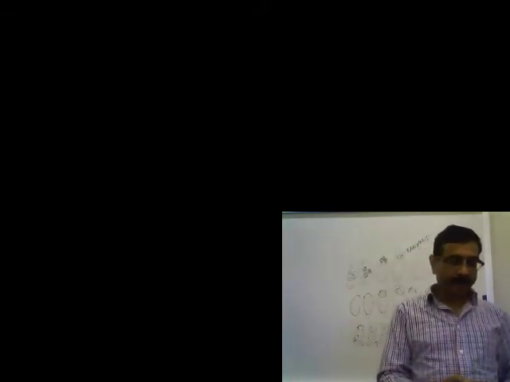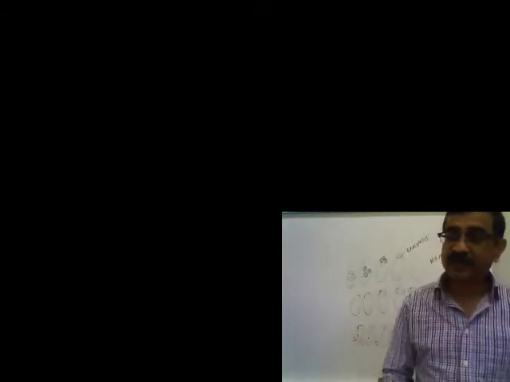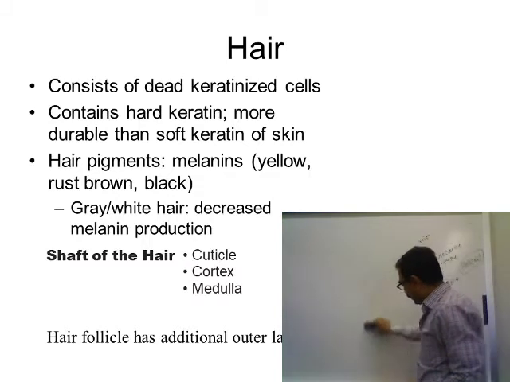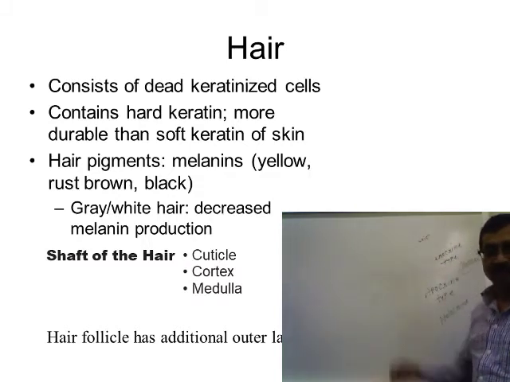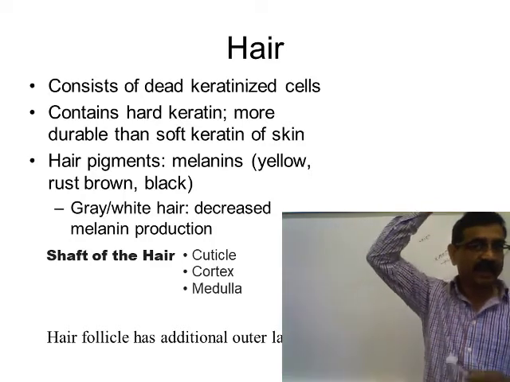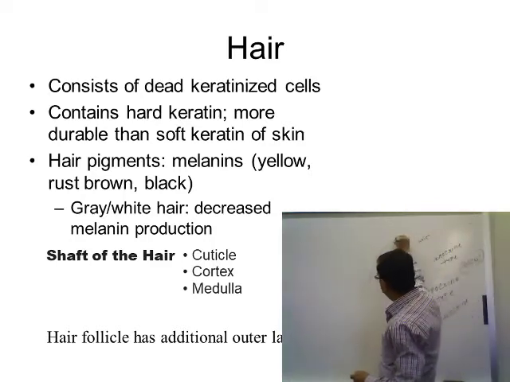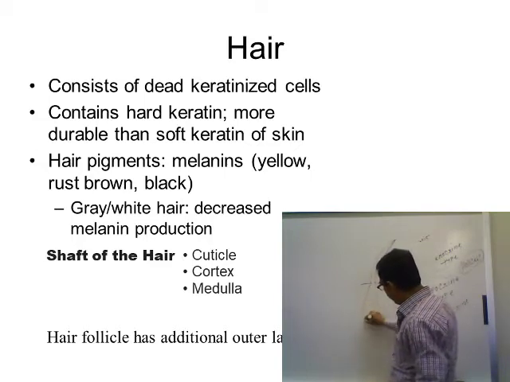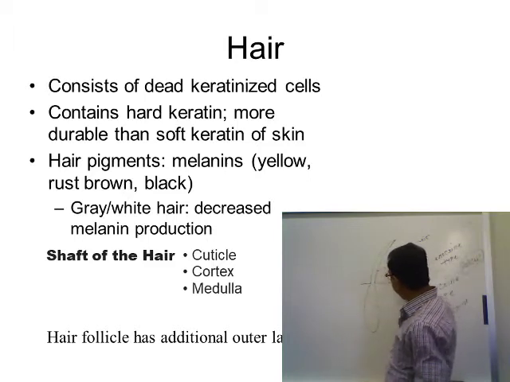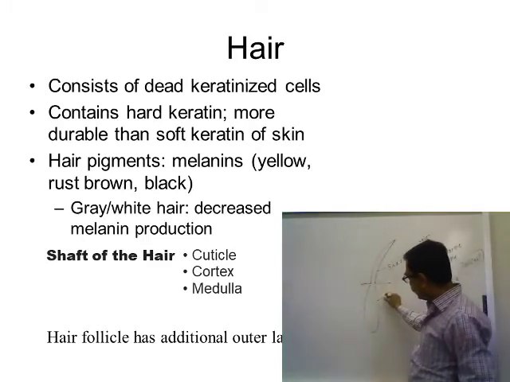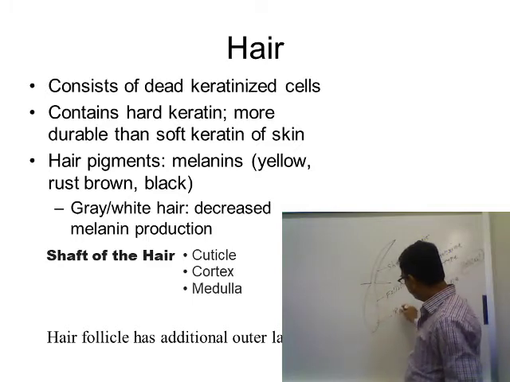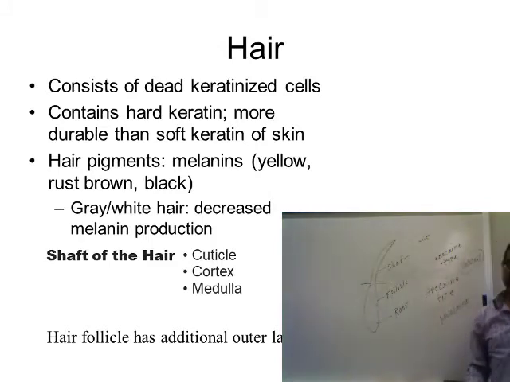Hair has three parts. The part you can see from outside is called the shaft of the hair. This is the shaft, and inside the skin you have the hair follicle and the hair root. So this is the shaft, outside of the skin. This is the follicle and this is the root. Those are the three parts of a hair.